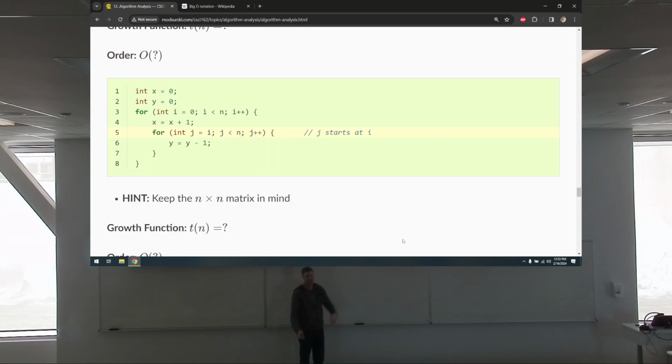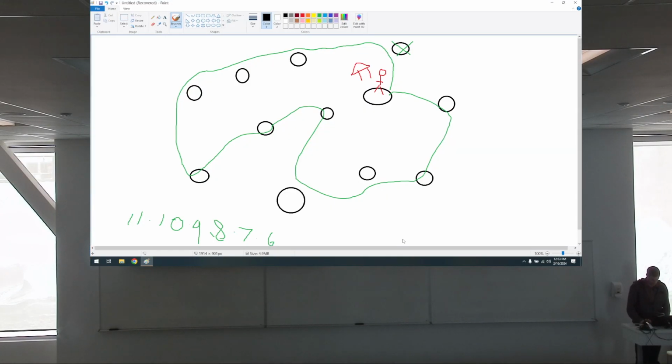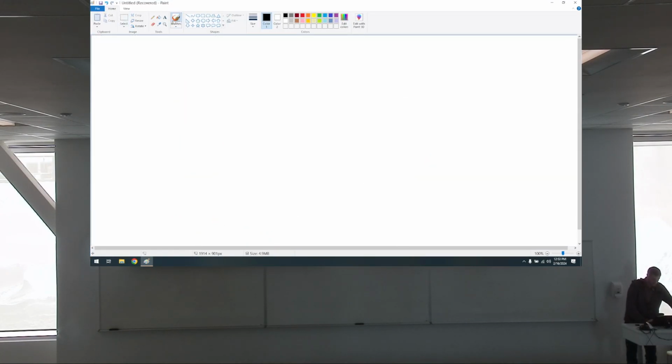N. Okay, we're done. I is now 1. How many times does that inside loop run? N minus 1. It runs one less time. And the next time it'll run one less time, and one less time, and one less time. So, if we go back to what I always love drawn out, the inside loop runs n times. We have to add up the total amount of work done.